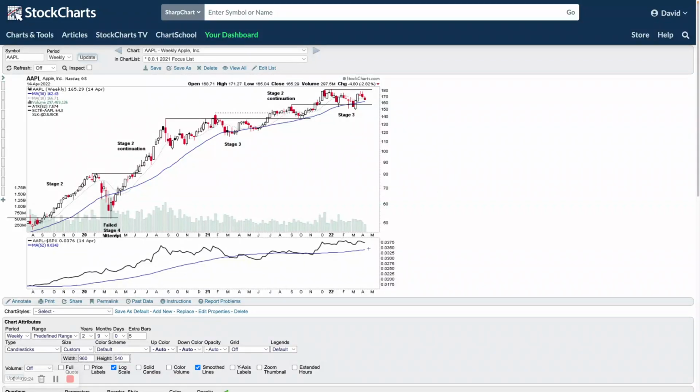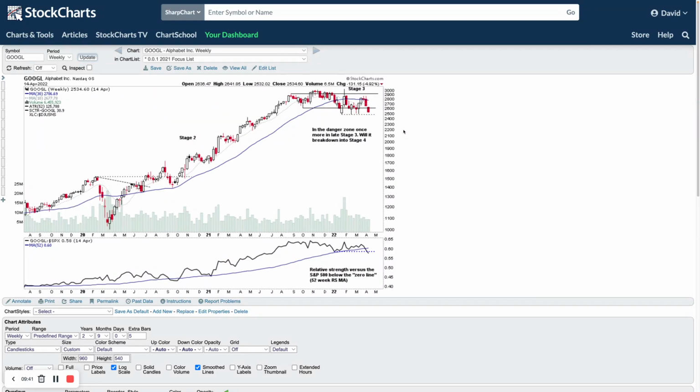You can see still above a rising zero line down here on the weekly chart, still above its 30-week moving average, although we did get a close back below that 10-week moving average this week. So forming a stage 3 base, but still holding above the 30-week moving average, which is still rising at the moment. So Apple still looking reasonably strong, whereas Google, on the other hand, you can see this stage 3 range that's been developing since this change of behavior over here.